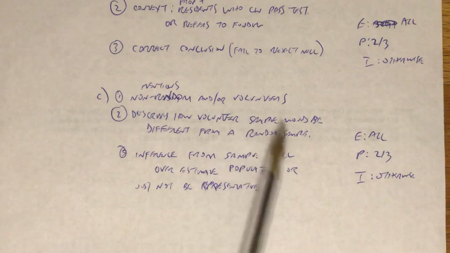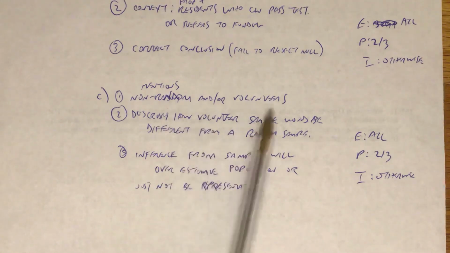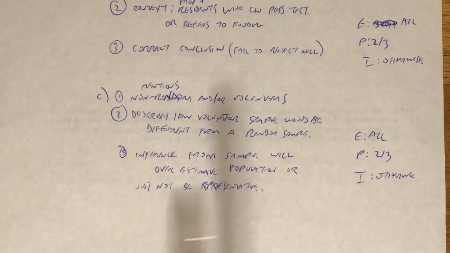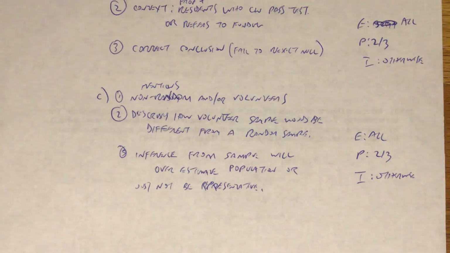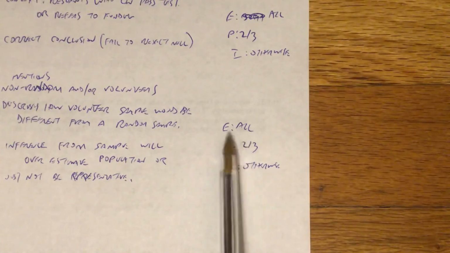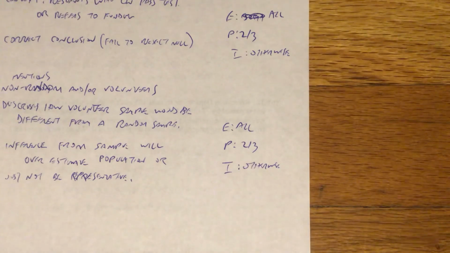You need to say it's volunteers. Why would the volunteers be overrepresented? They're more likely to do the test. And then why is that a problem? Well, because they're overrepresenting and we're not getting a good picture of the city. All right. Somehow all those things being hit is an E, 2 out of 3 of them being hit is a P, and I otherwise.